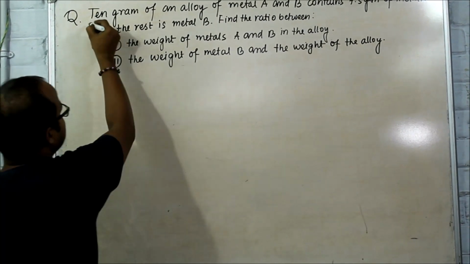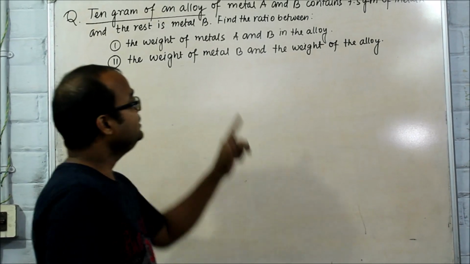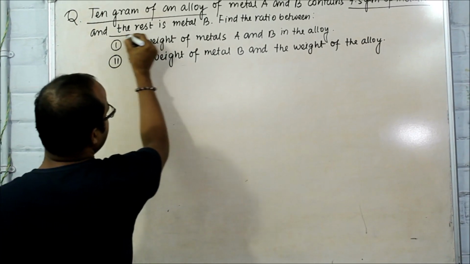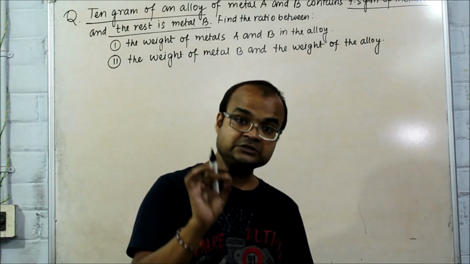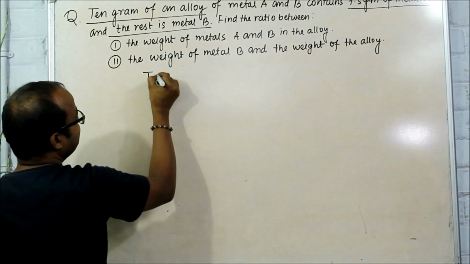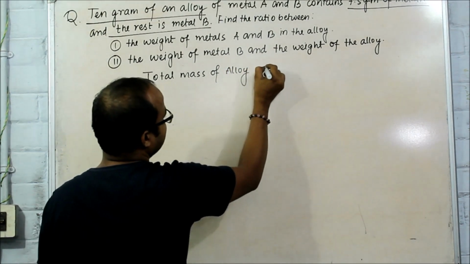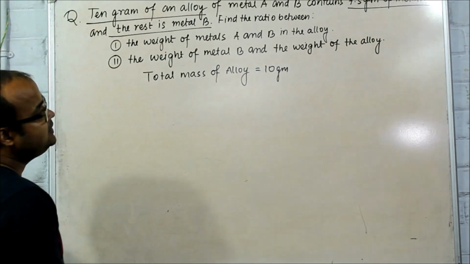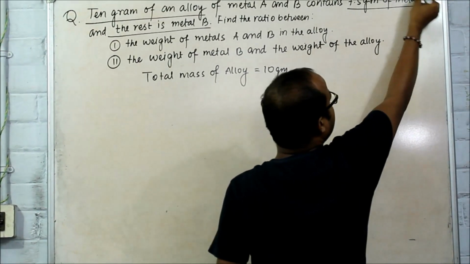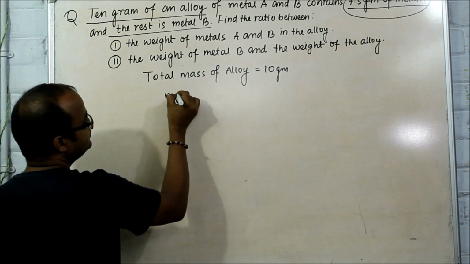10 gram of an alloy of metal A and B. Alloy is a mixture of two metals. Contains 7.5 gram of metal A and the rest is metal B. Now here the total mass of the alloy is given as 10 gram. So here we write total mass of alloy is given as 10 gram. And it is a mixture of two metals A and B, out of which 7.5 gram is metal A. Clear?